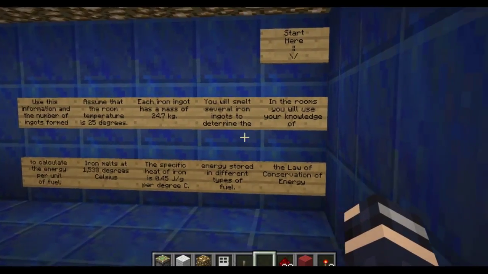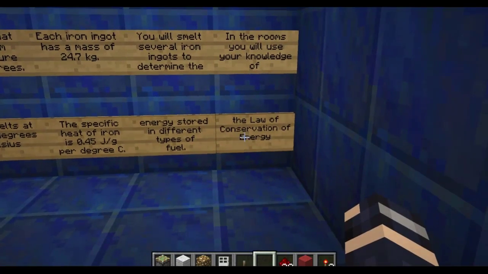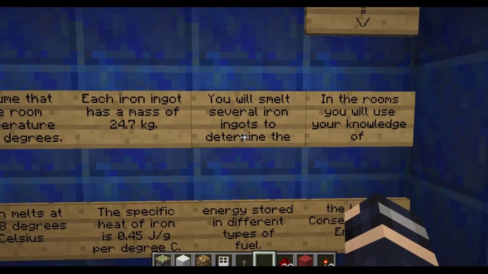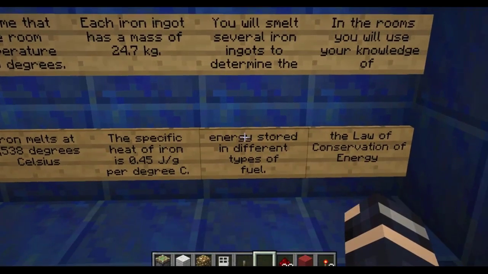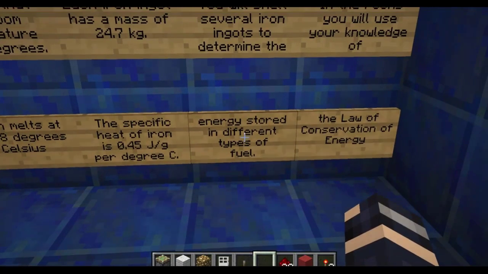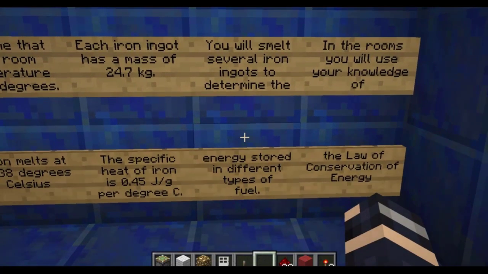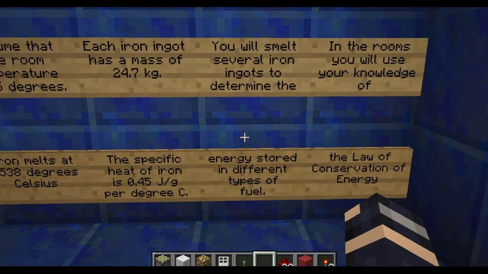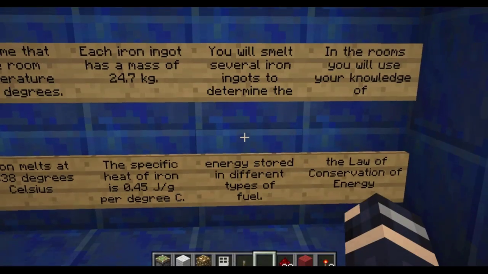The idea is, okay, we're going to talk about the law of conservation of energy and thermochemistry. The task will be to smelt iron ore into iron ingots, and by calculating how much energy it takes to melt a certain amount of iron into an ingot, and then assuming that that energy was all produced 100% by the fuel source, you will use that information to determine how much energy was stored in each of the different types of fuel.